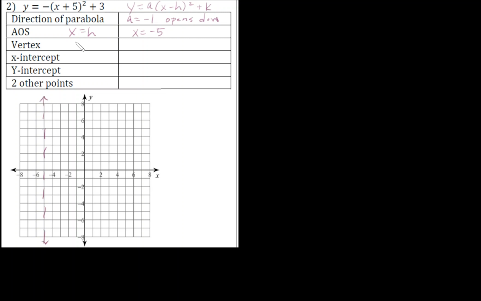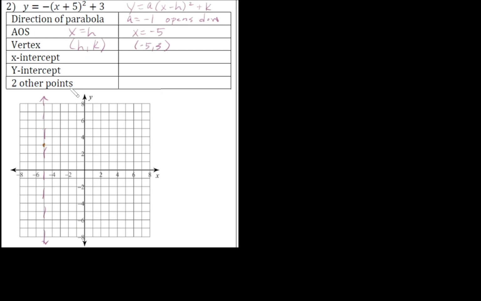Now the vertex is (h, k). So that gives me (-5, 3). 3, we don't flip the sign. I'm going to go ahead and plot (-5, 3), which is right here.